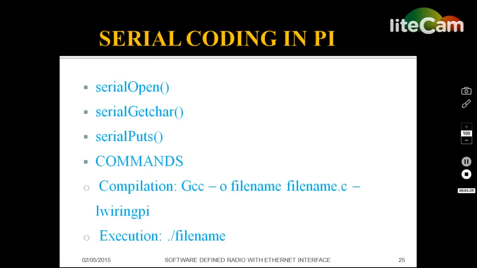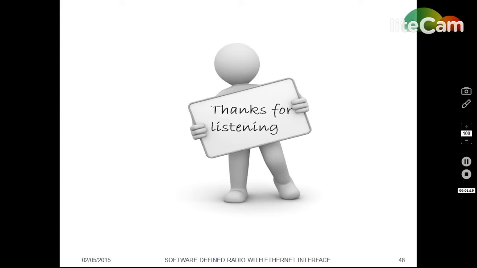Serial coding in Pi. For serial communication in Pi, we have some functions like serialOpen to open the serial port in the Raspberry Pi, serialGetchar to receive data from the device, and serialPuts to send data to the other device. The command for compilation is gcc -o filename filename.c -lwiringPi. lwiringPi is the library that includes all the serial communication functions.